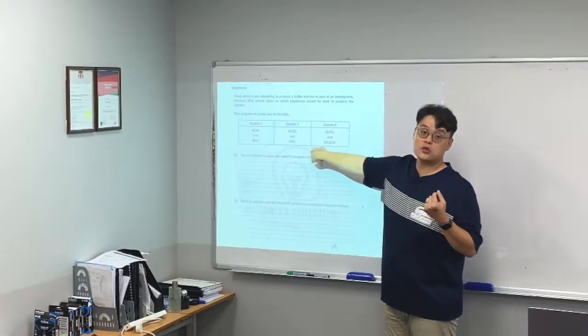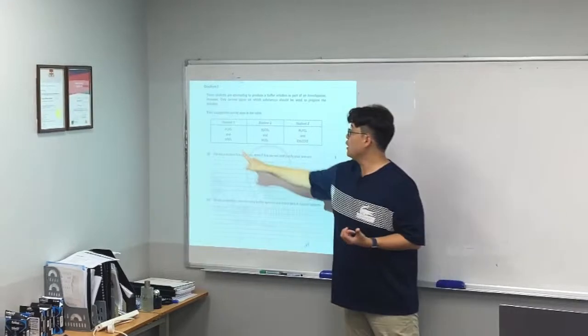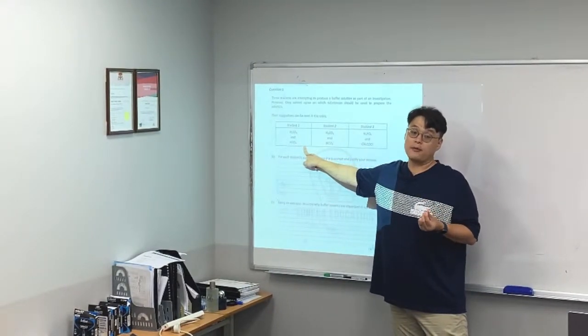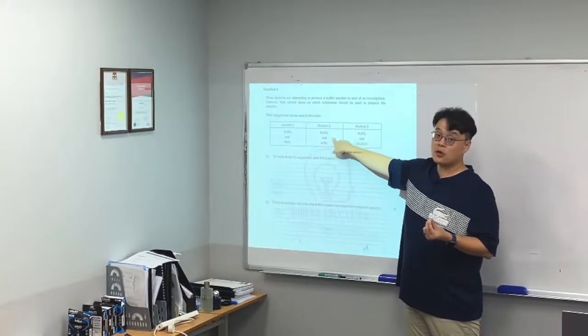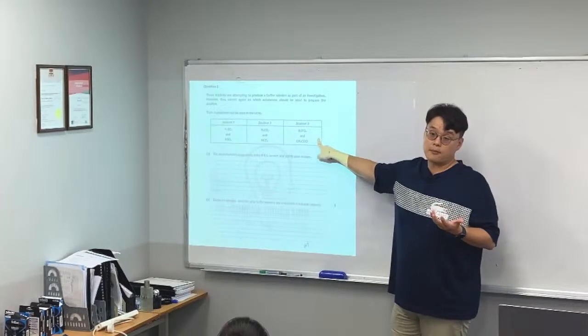Incorrect. Student 2 is the only correct answer. You need to justify that again, saying Student 1 is incorrect because H2SO4 is a strong acid, and we can't make a buffer with a strong acid. This is the right answer because we made it with the weak acid and conjugate base pair. This is incorrect because that's not a conjugate acid and base pair.